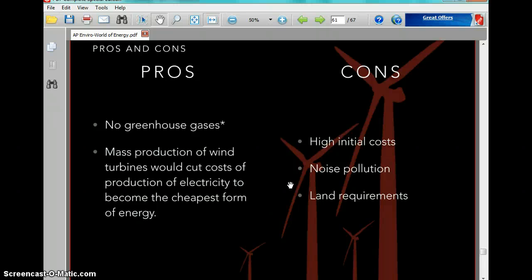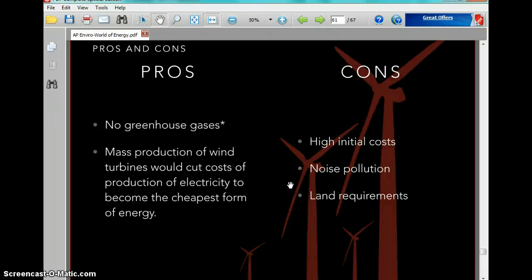Then going on to the pros and cons: no greenhouse gases, obviously, besides production. You have to make stuff, and when you make stuff, there's going to be greenhouse gas. The mass production of wind turbines would cut the cost of producing electricity, and it would be the cheapest. If we make these and basically take out all the other forms, it would be the single cheapest. Cheapest is important, which is why it's the fastest growing, because as technology increases and production costs drop, there's going to be more and more.